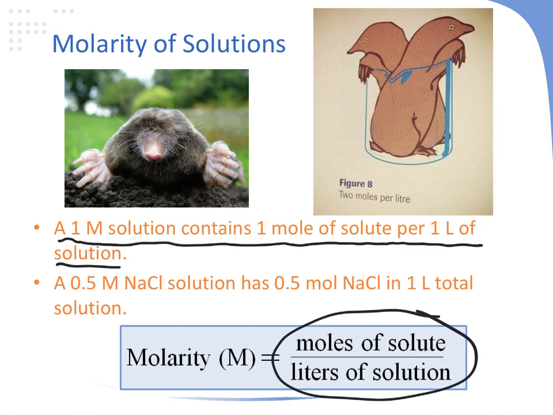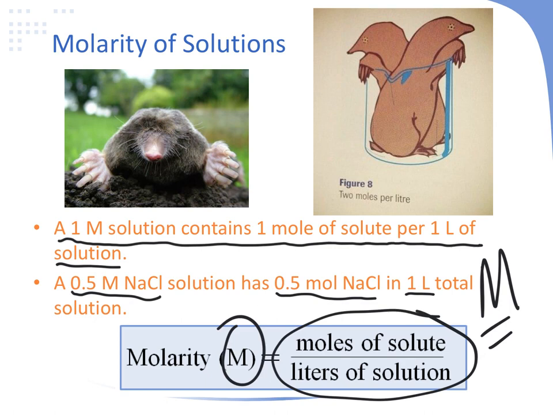So you'd have, say if it were a sodium chloride solution, like it is down here on the bottom, a 0.5 molar sodium chloride solution would have half a mole or 0.5 moles of NaCl in a liter of total solution. And it would just be written on the bottle as 0.5 capital M. This capital M is your molarity. And so we did this.